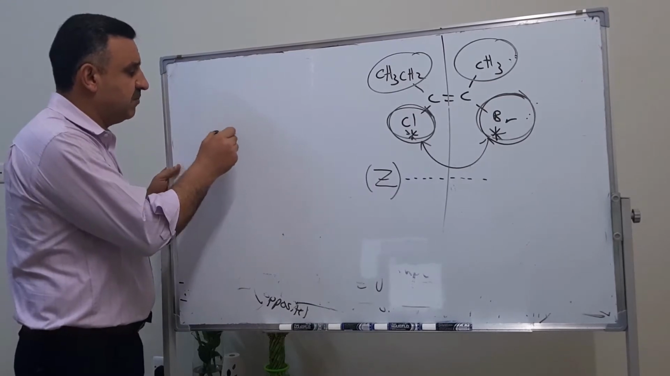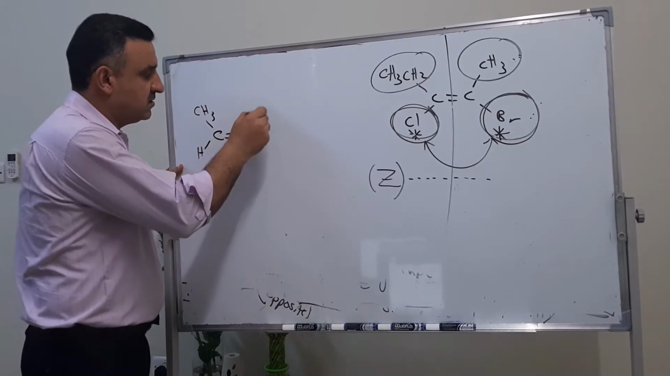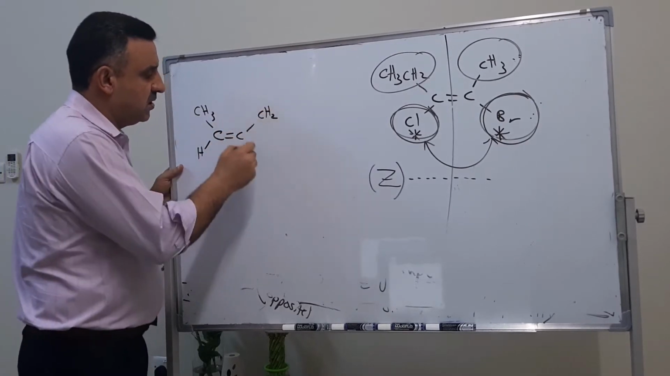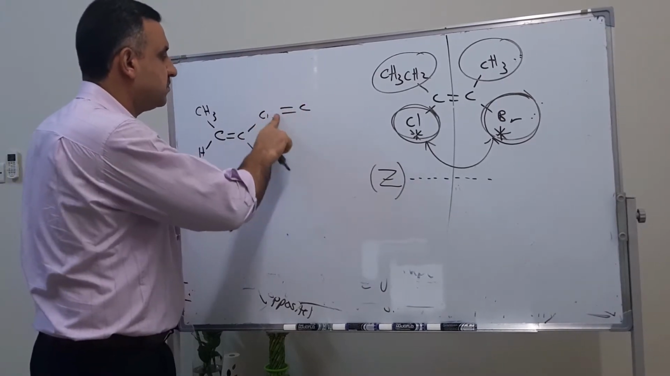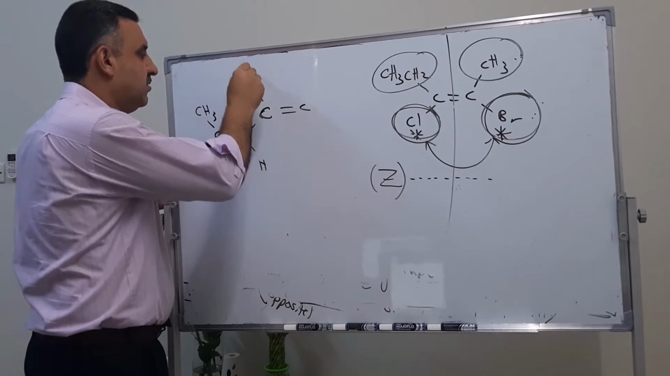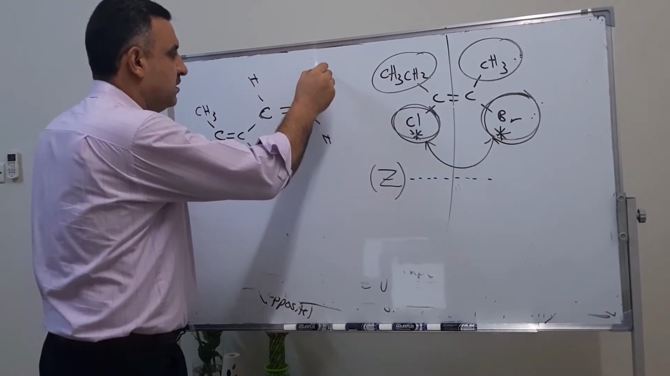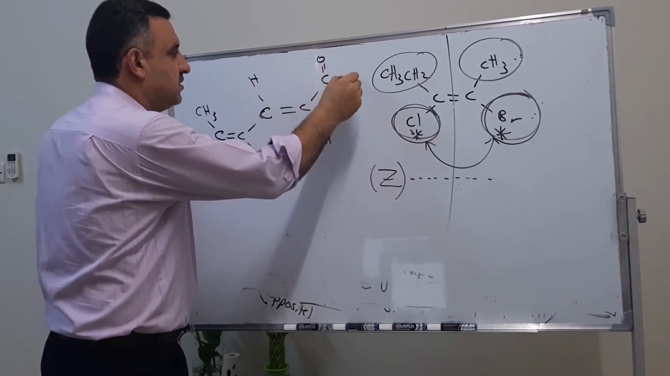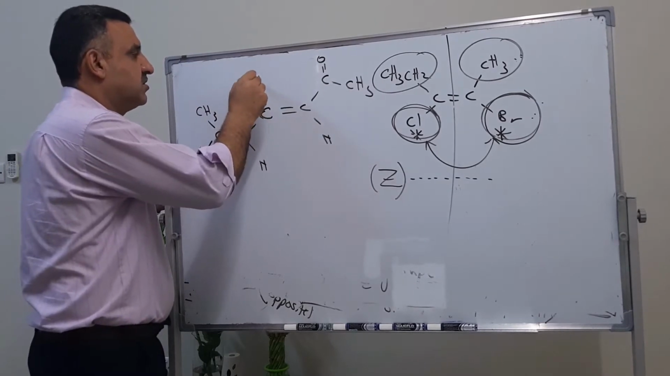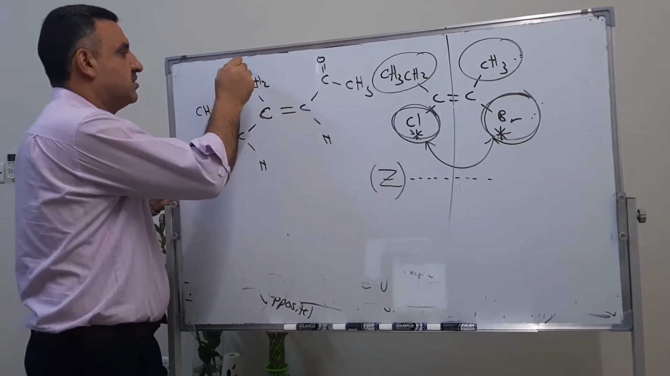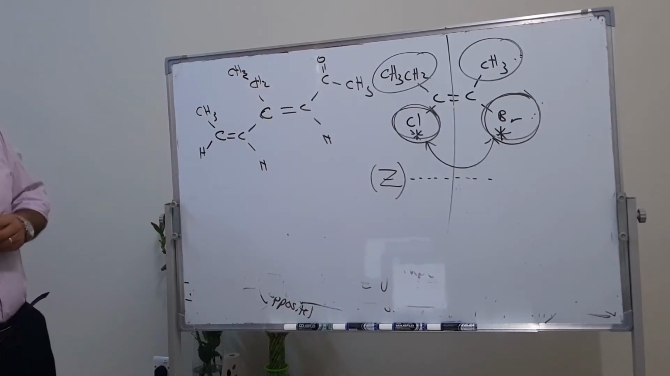Suppose, for example, C double bond C, CH3, hydrogen, CH2, hydrogen, then carbon, then hydrogen, then C double bond O, CH3, then here, let's make it CH2, CH3. For example, suppose. Do you follow me?